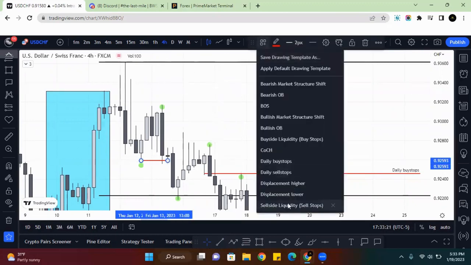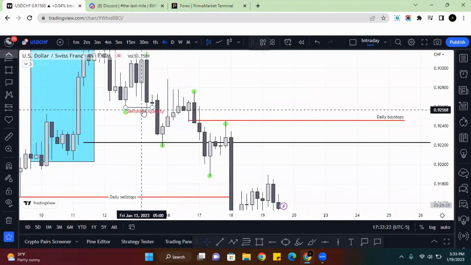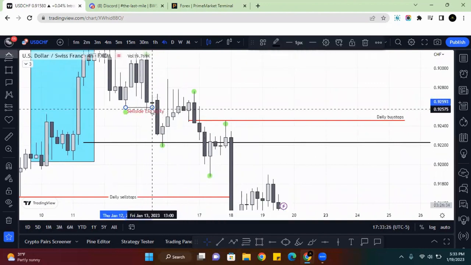That's sell side liquidity right here. Actually, no, I'm going to use the daily template. Actually no, that's fine. You can see it.